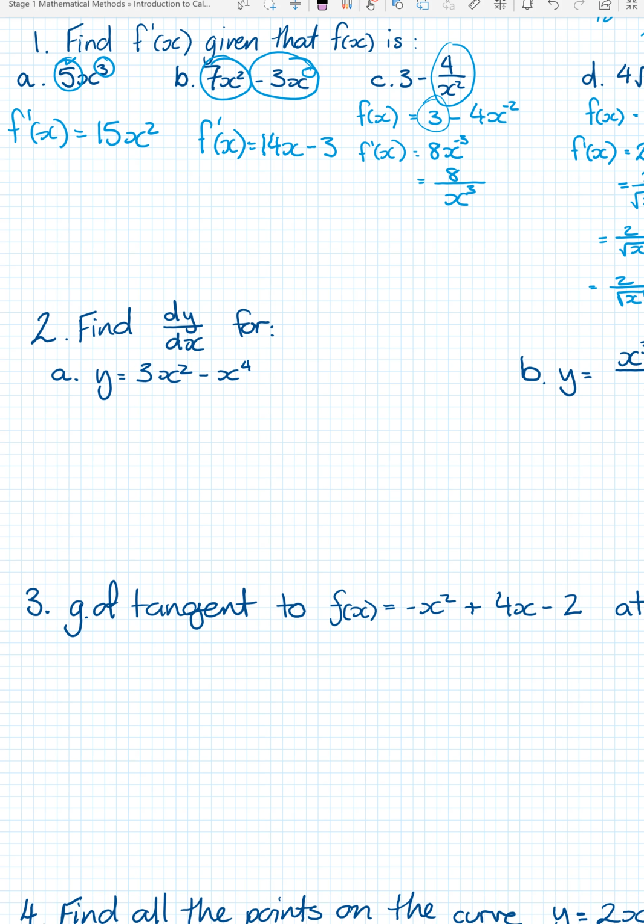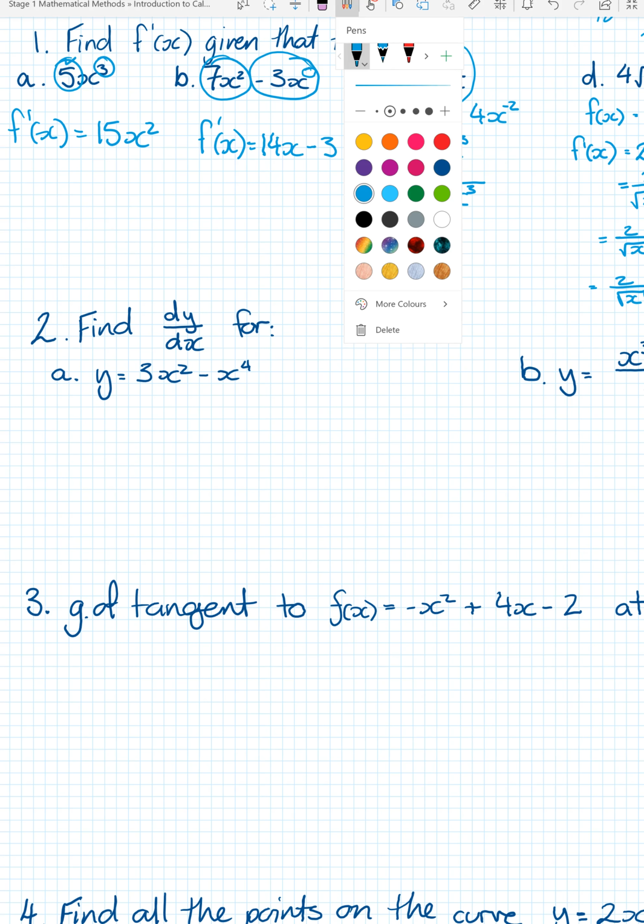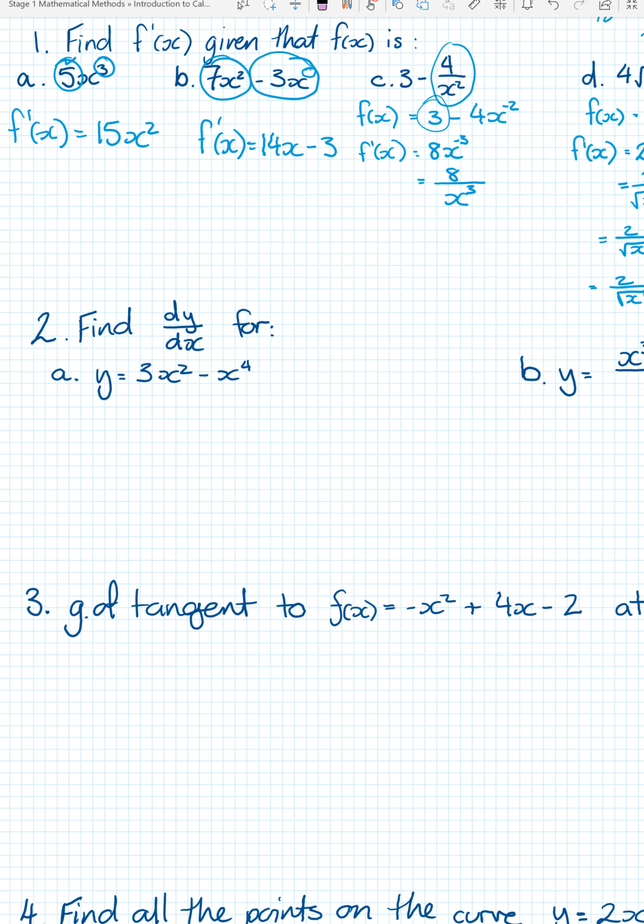Okay, so this is the next video going into review set 15A and looking at question 2. So here we're finding dy dx, which is just another form of saying find the derivative. And we're going to start with looking at this first one here. So if we have y equals 3x squared minus x to the power of 4, we can deal with all those numbers, so we can go straight to finding the derivative here.